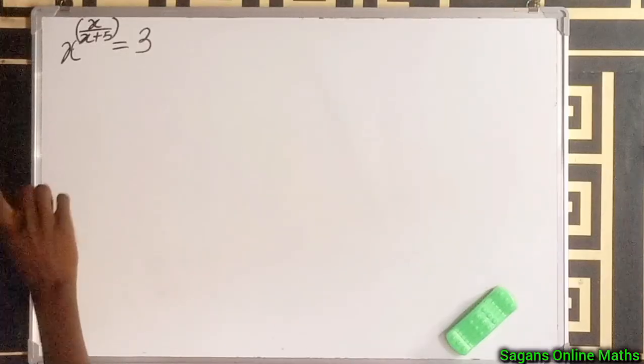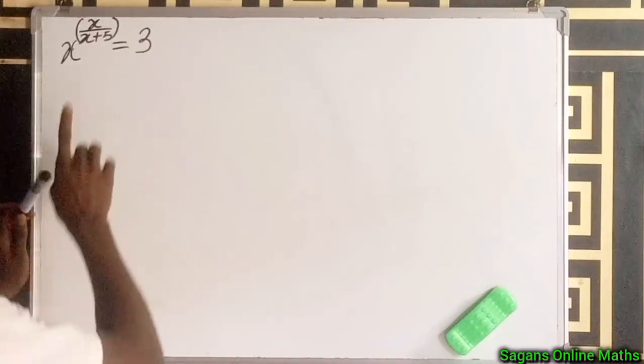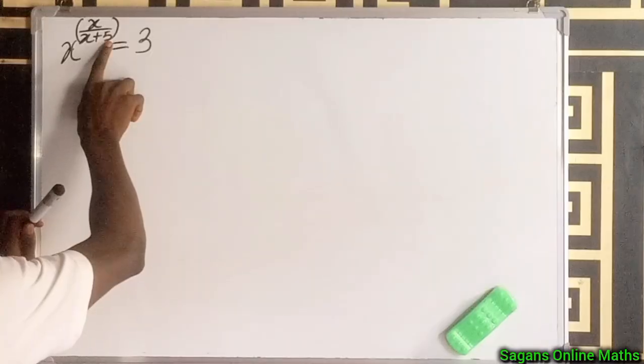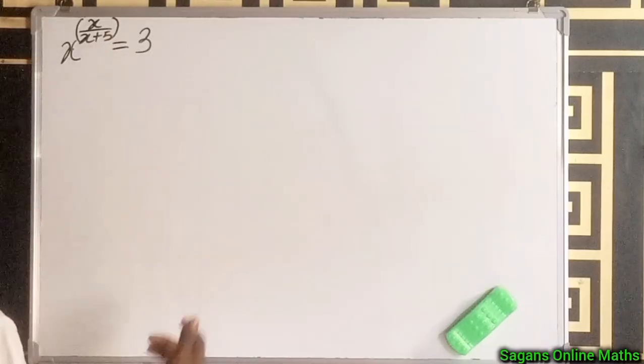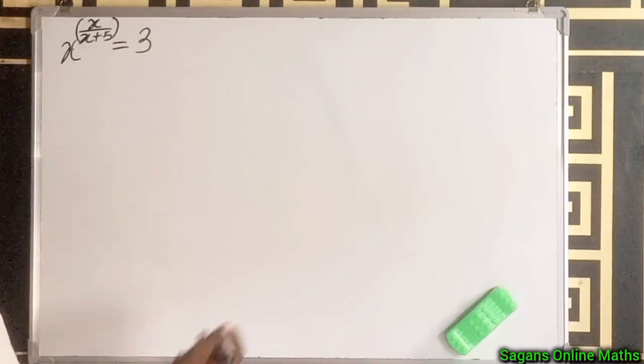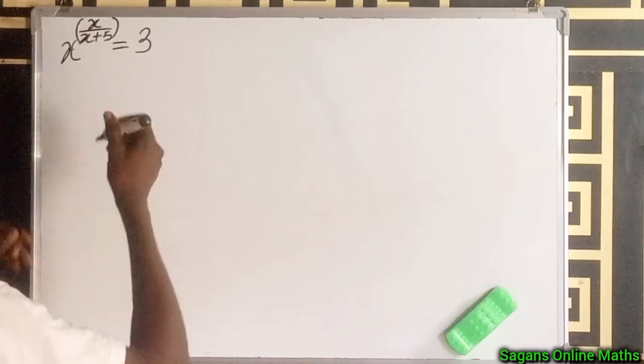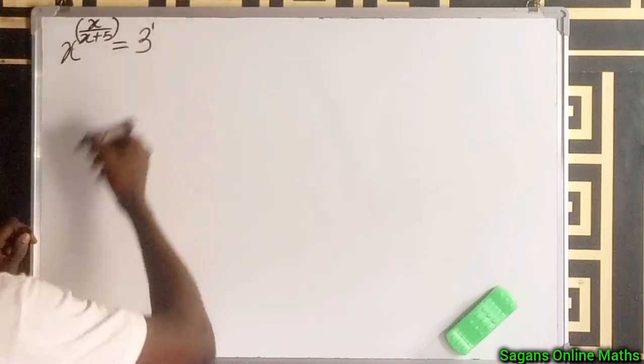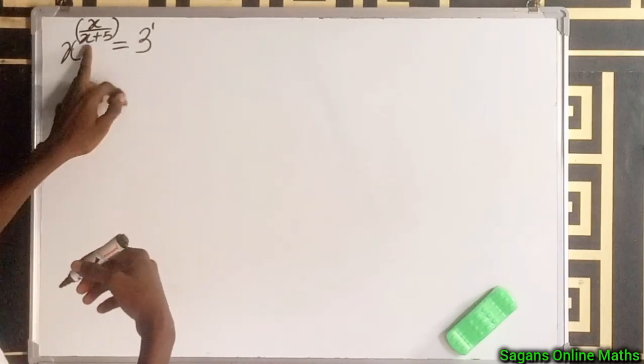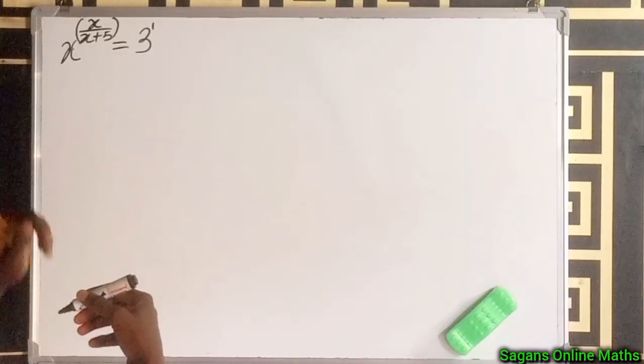Now let's go. Our first step is to remove the denominator, which is x plus 5, from here. For us to remove that x plus 5, we want to multiply both powers, because the power of this 3 here is 1. So to remove this denominator, we have to multiply both powers by x plus 5. That's our first step.